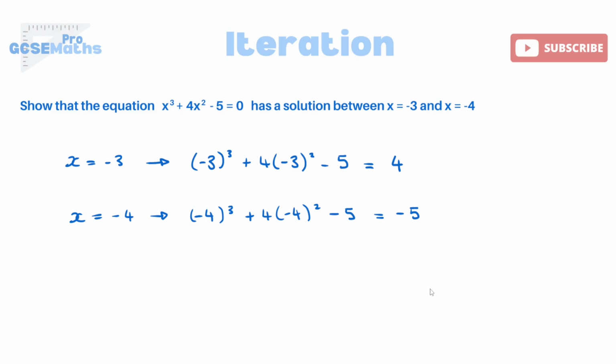The second mark is for writing some kind of conclusion as to why that tells us that there is a solution. So you can see here on the right hand side of my equation it was 0. When I substitute in minus 3 I get 4, which is above 0. When I substitute in minus 4, I get minus 5, which is below 0. So 1 positive, 1 negative in that case. 1 above 0, 1 below 0. That's what we're looking for.